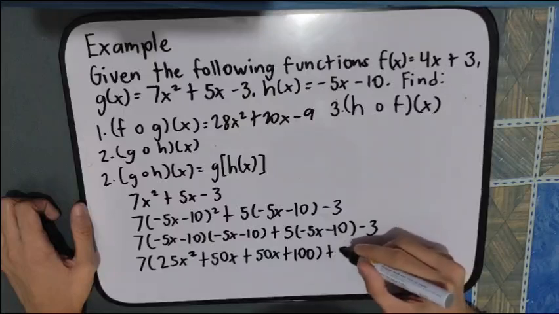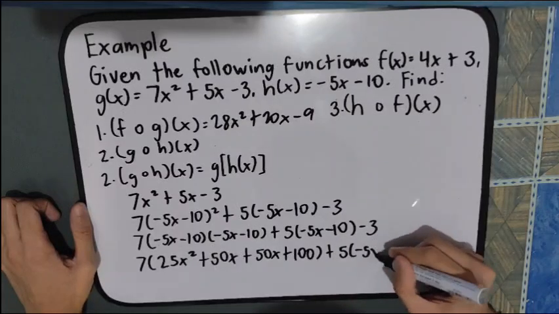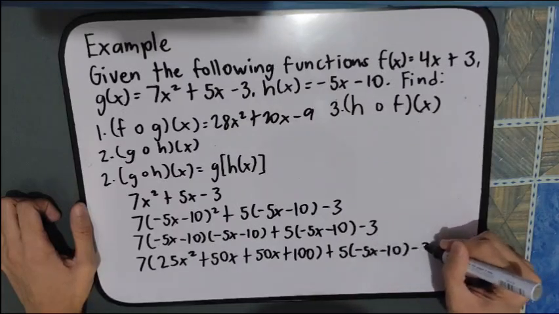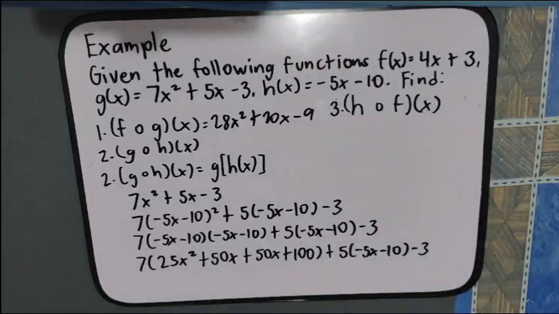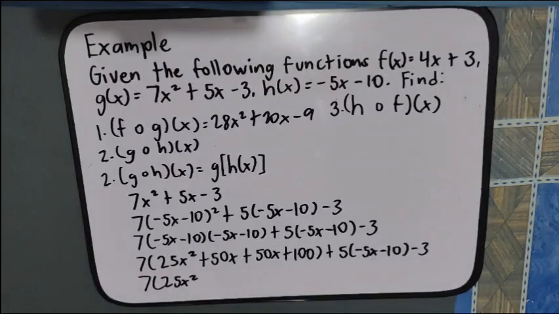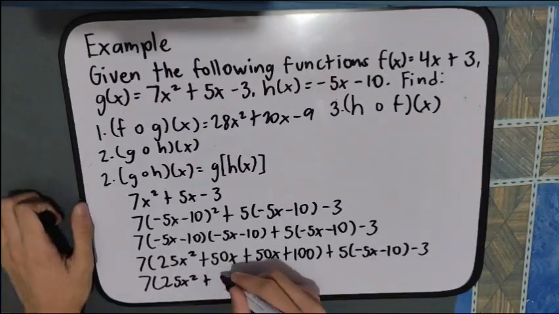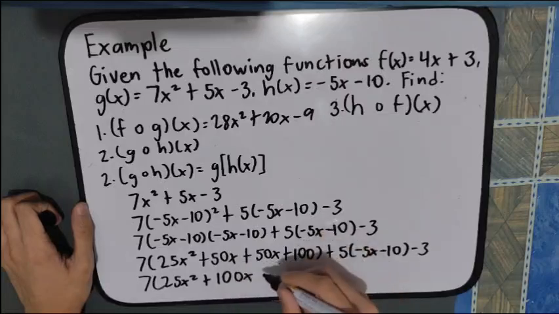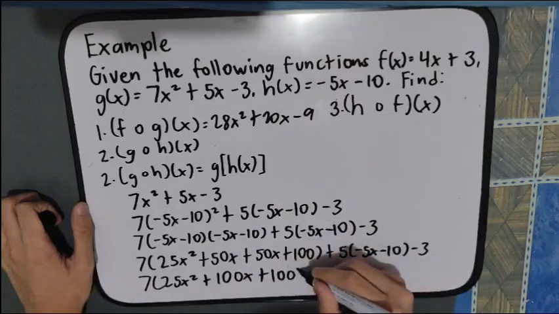And then we copy 5 times negative 5x minus 10, minus 3. After that, just solve inside the parentheses. We have 50x and 50x, both positive. So we're going to copy 7 times 25x squared, then solve 50x plus 50x. We have positive 100x. Then copy the remaining terms.